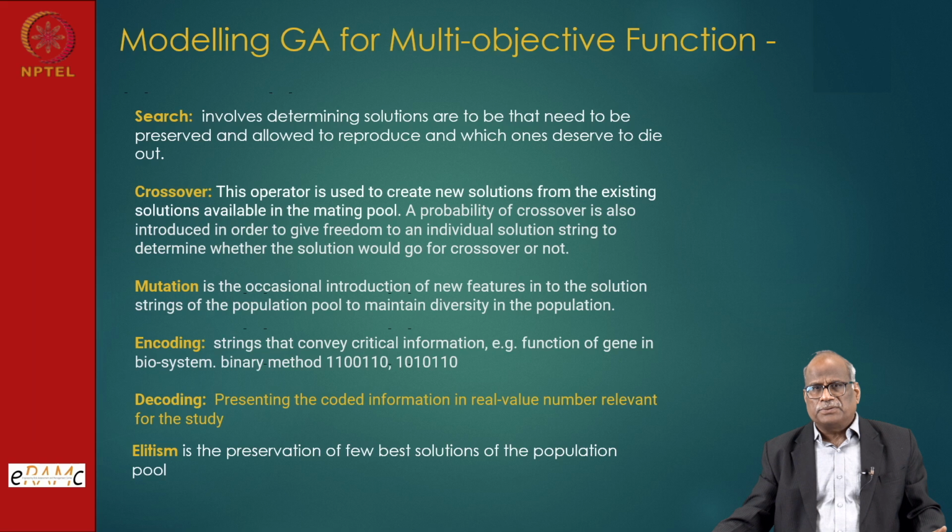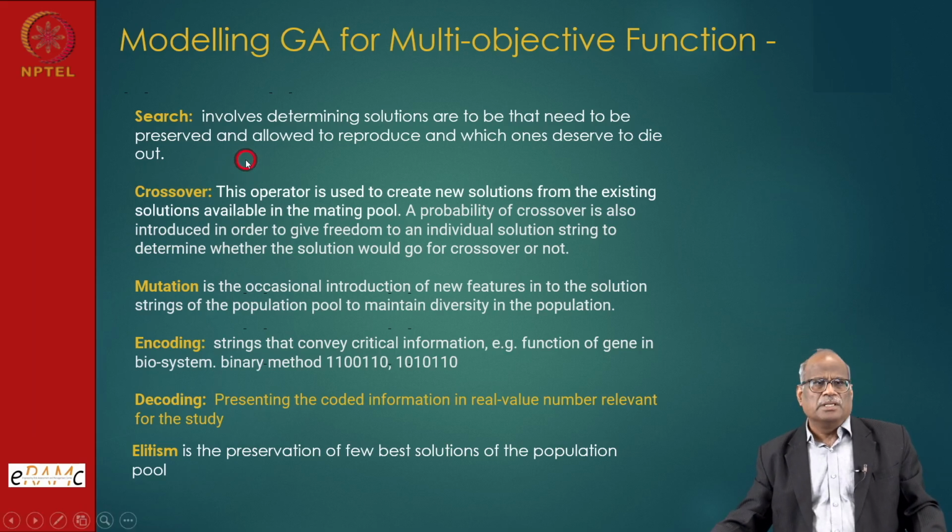Now, the terms which are associated here, because we will not be going into the specific module or which kind of functions or sub-functions have been used, we will understand that deeply. So the first item is search, which involves determining which solutions need to be preserved and allowed to reproduce. We are using that language of genetic evolution. Others deserve to die out. And then crossover. The operator is used to create new solutions from the existing solutions. That means the string will be modified in the mating pool. A probability of crossover is also introduced in order to give freedom to an individual solution, to determine whether the solution would go for crossover or not.